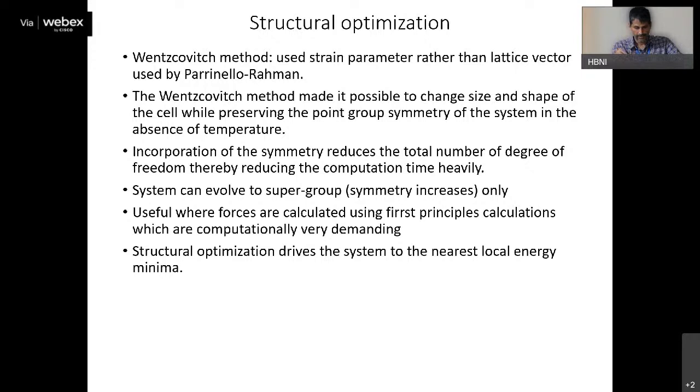Since you are imposing a point group symmetry, the system will evolve in such a way that all the symmetry elements of the point group will always be present. However, the system can go to a structure where more symmetry elements are introduced, so it can go to a supergroup or parent symmetry. As I already mentioned, this is very useful when one calculates forces using first principles calculations. Another important point is that structure optimization drives the whole system to the nearest local minimum. Ultimately, what we want is to find the global minimum, which maybe I will spend some time on in the last step.